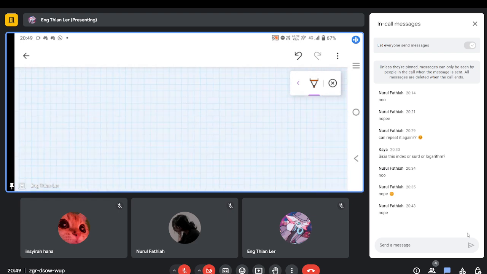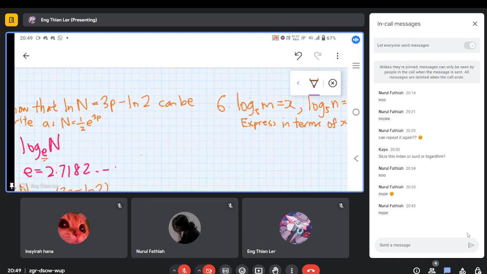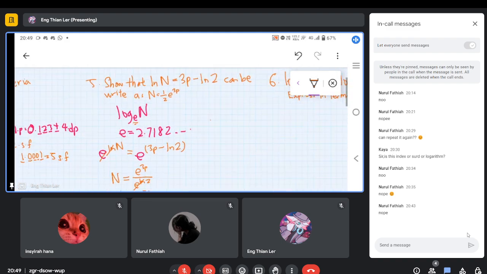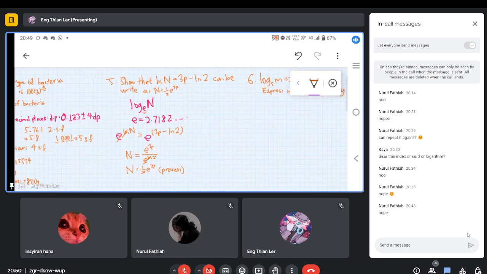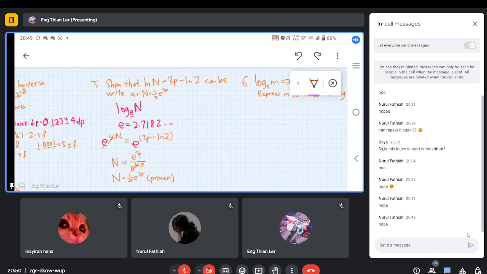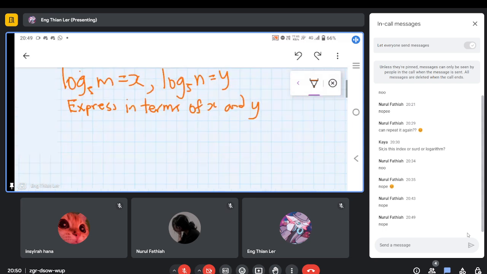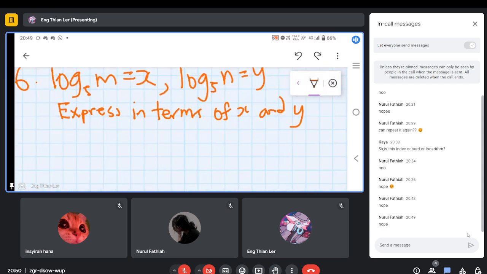Wait, about the question about number 5, do you all have any question about question 5 and question 6? Any question about question 5? Okay, right? It's just simple ln, natural log.